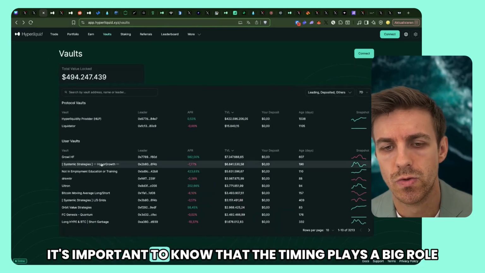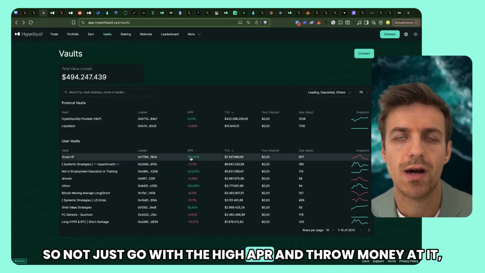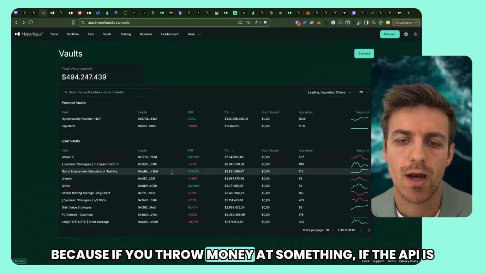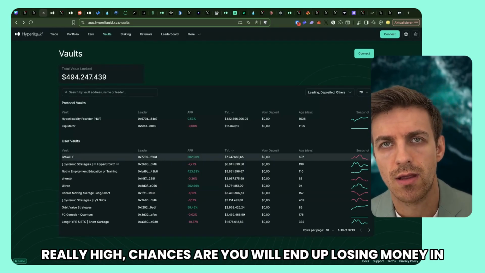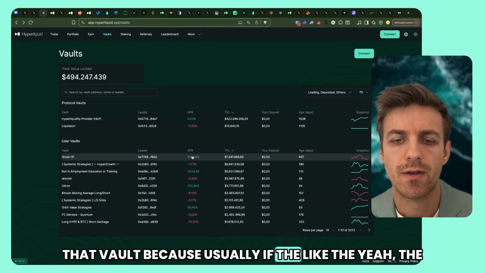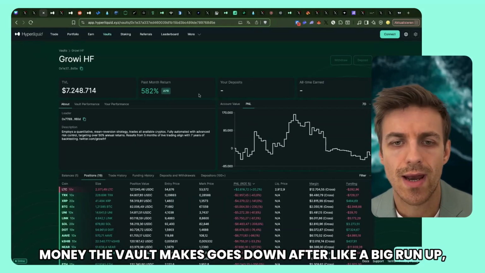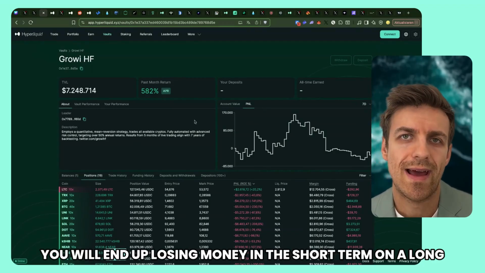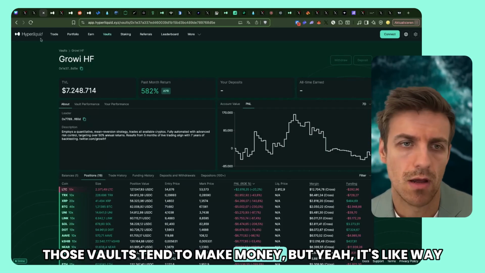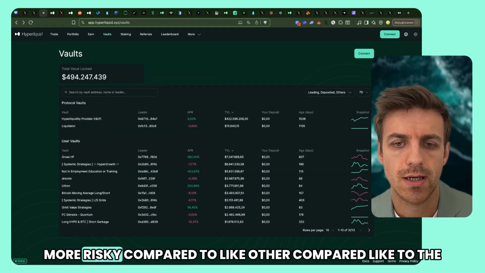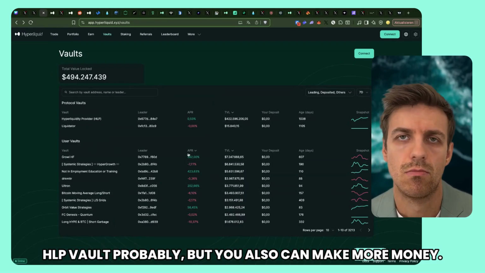It's important to know that timing plays a big role here. So don't just go with the high APR and throw money at it, because if the APR is really high, chances are you will end up losing money in that vault. Usually, if the money the vault makes goes down after a big run up, like a high APR, you will end up losing money in the short term. In the long term, those vaults tend to make money, but it's way more risky compared to the HLP vault probably, but you also can make more money.